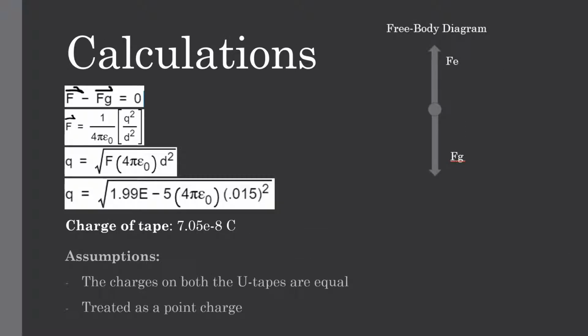To calculate the charge on one piece of tape, I used Coulomb's law, which calculates the electric force between two charges. Since we already knew the magnitude of the force, we could easily solve for the charge of one piece of tape. Some assumptions that were made during the calculation was that the charge of the two U-tapes were equal due to their identical creation. And I also treated the charge on the tape as a point charge.